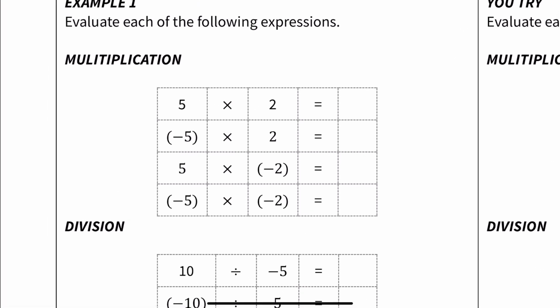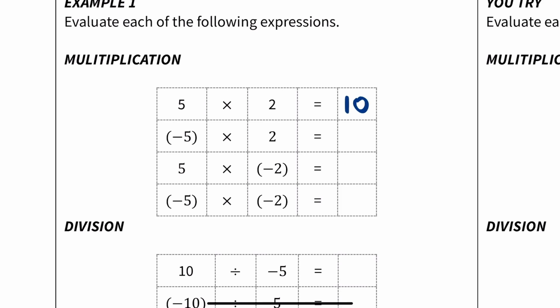Okay, so let's do an example. Let's evaluate the following expressions. So 5 times 2 is 10. Positive times positive is positive. Okay. -5 times 2 is -10. 5 times -2 is also -10. Right? A negative times a positive, doesn't matter the order, it's still -10. And then two negatives here. -5 times -2 is a +10.